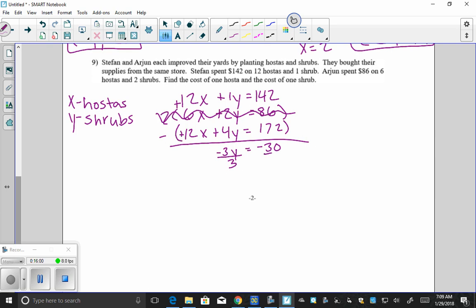Divide both sides by negative 3, and you get y is equal to 10. So 1 shrub is $10.